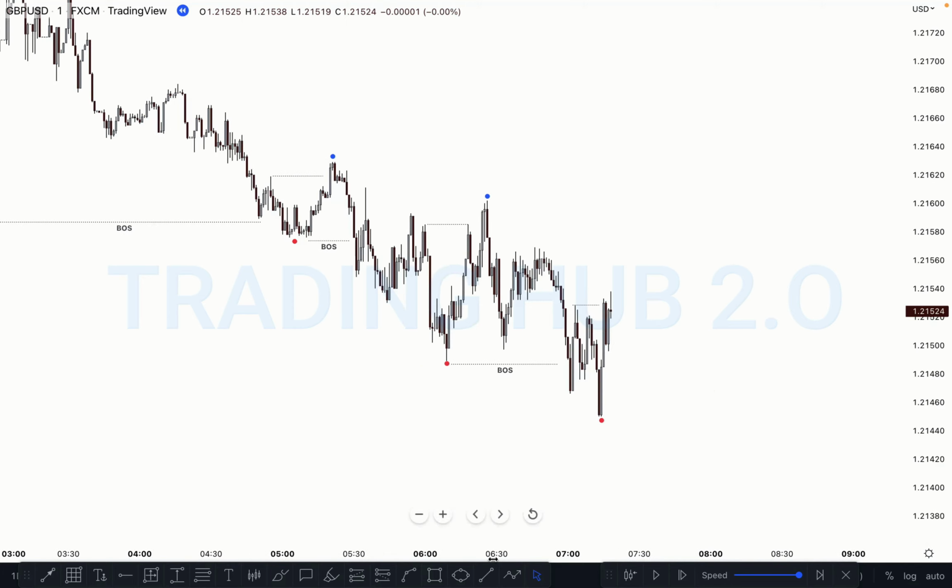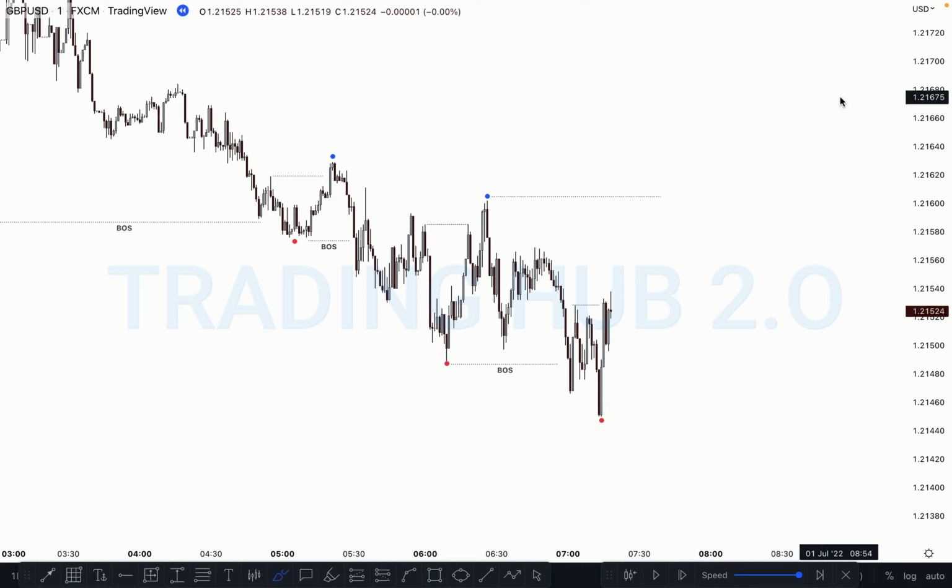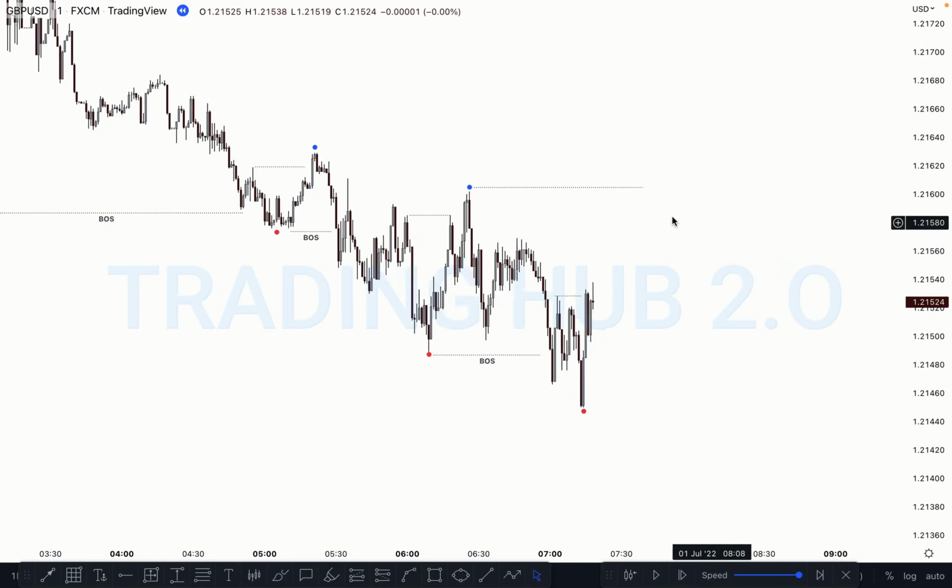If the market breaks this high, because this is an actual high, this will be called change of character, and we are expecting price to go higher. Because the market is bearish, we will expect price to go looking for reversal, correct? Let's see.